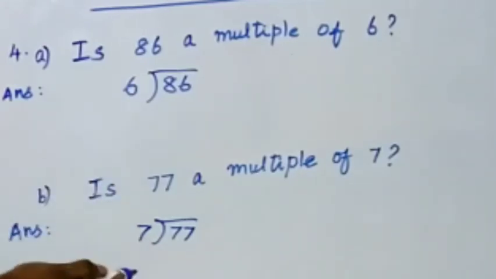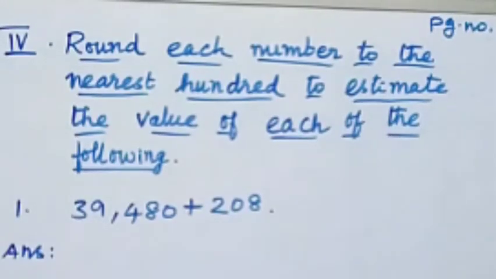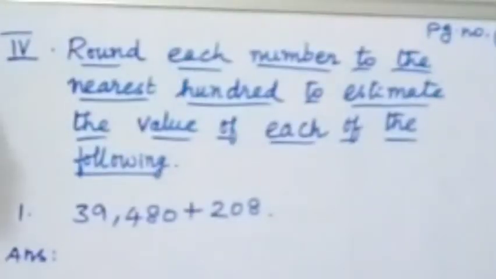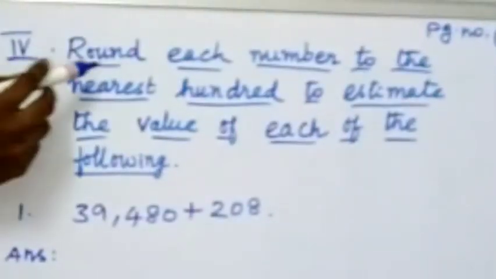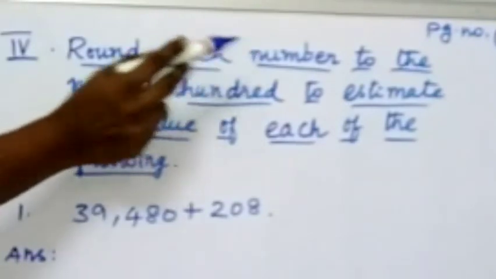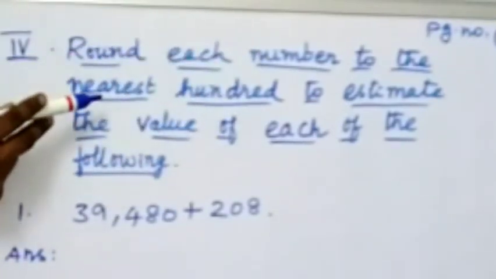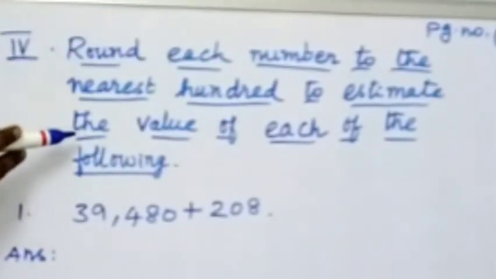If the remainder is 0, then it is a multiple of 7. If the remainder is not 0, then the number is not a multiple of 7. Then go to Roman letter 4. After writing Roman letter 3, 4, A and B, leave one line and write Roman letter 4.